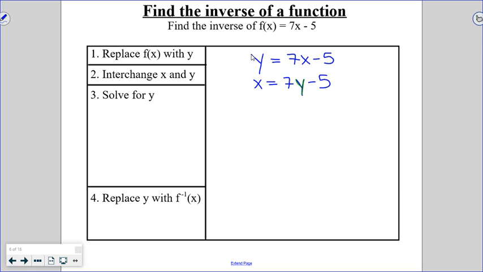So we have to remember how to solve an equation, right? So if I want this by itself, first thing I would do is add 5 to both sides. Then I would divide by 7. Please make sure you understand you're dividing everything by 7. Now you could go through and individually divide everything by 7 if you want to. I will just leave it all over 7.